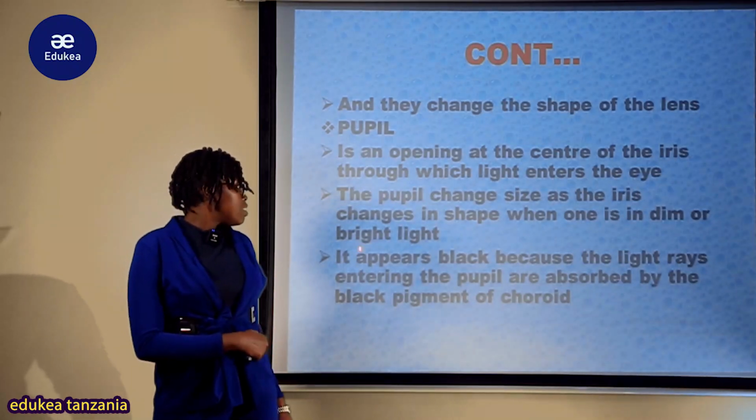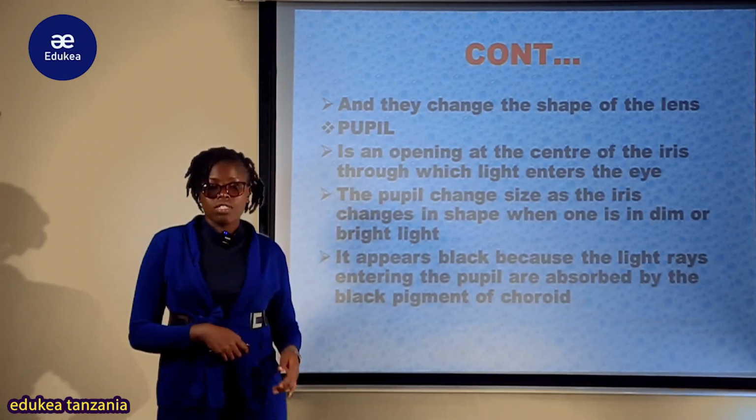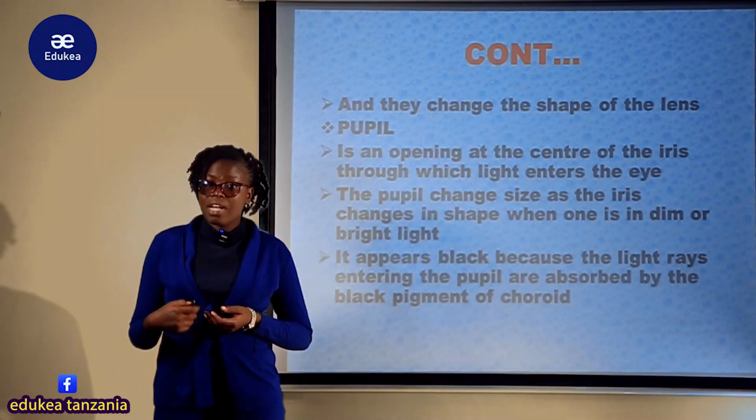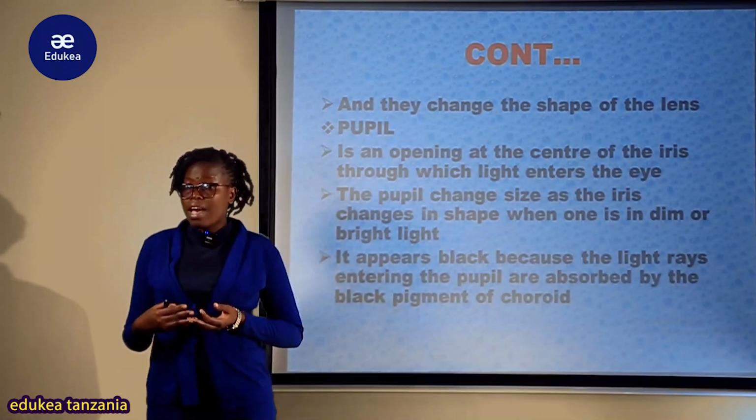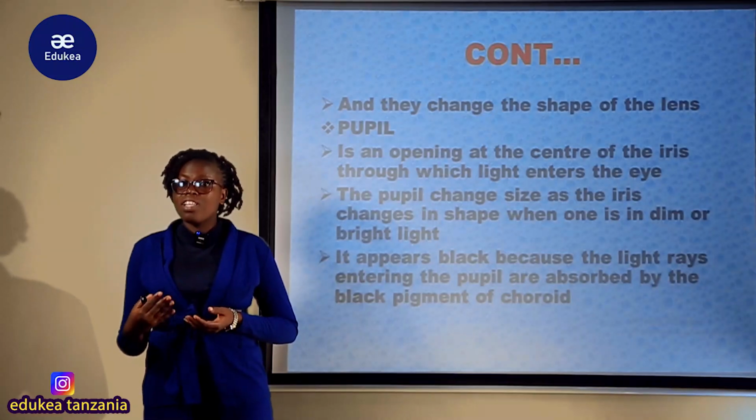So it appears black because the light rays entering the pupil are absorbed by the black pigment of the choroid. Kwa nini pupil inakuwa ni black? This is due to that tumesema kwamba katika choroid ambayo ni middle layer of the eyes ni choroid, ambapo it is black, inakuwa ina black color kwa ajili ya absorption.